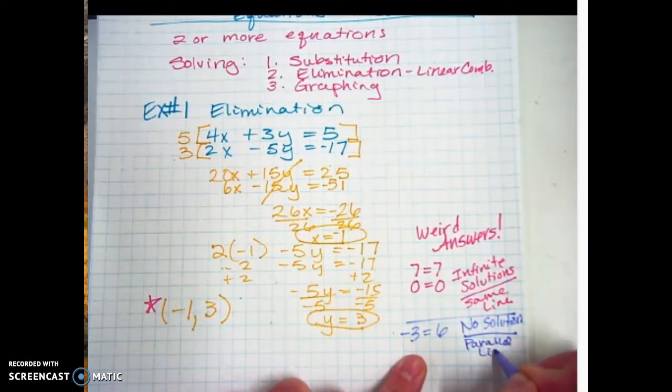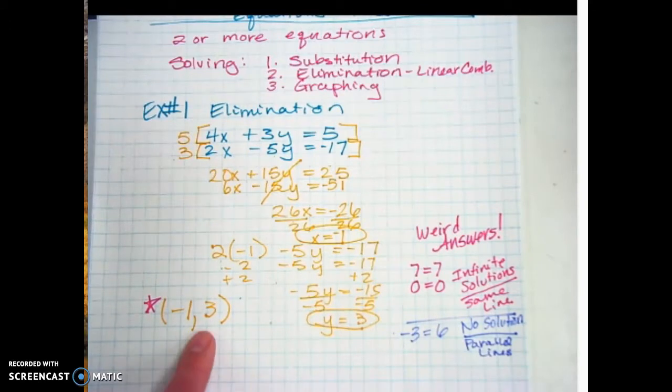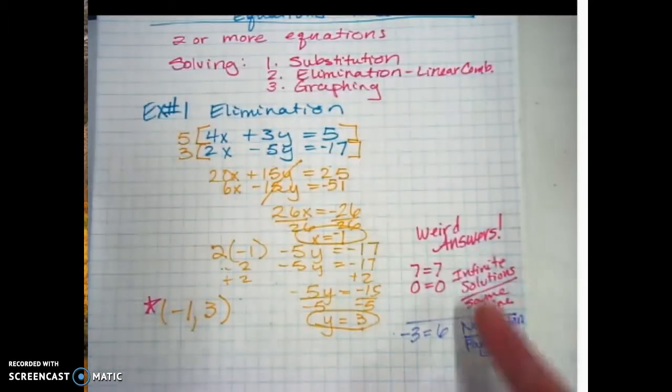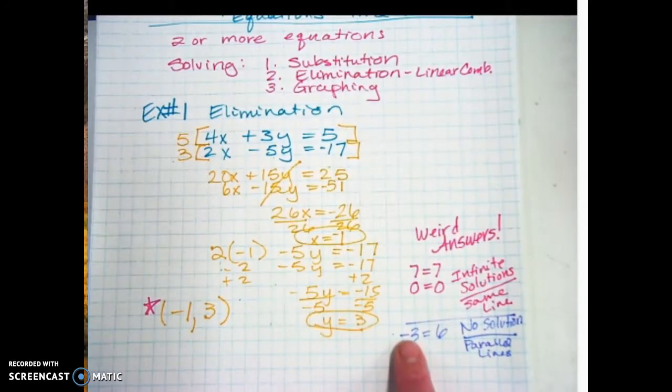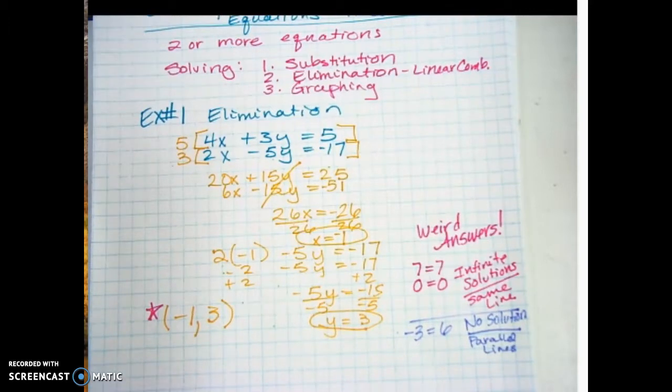So this answer is where your two lines intersect. You've just got that one point. This answer is the same line, right on top of each other. And then this weird answer is parallel lines. They're never going to intersect. Any questions on that? All right, for example number 2, we're going to do it by graphing.